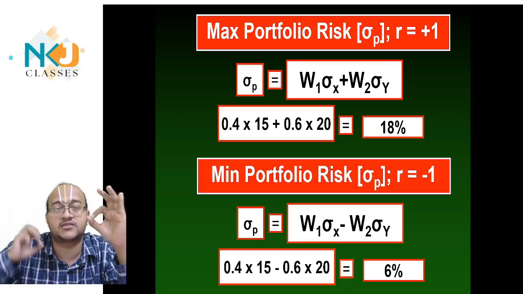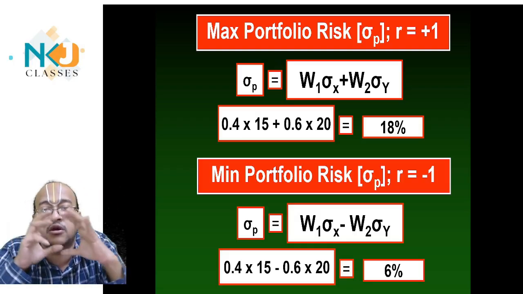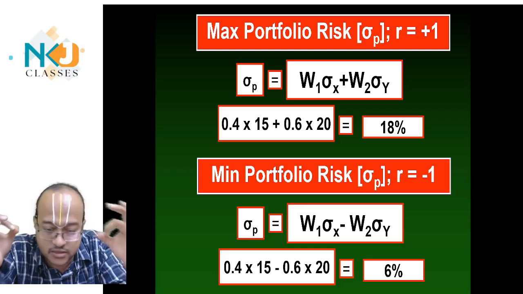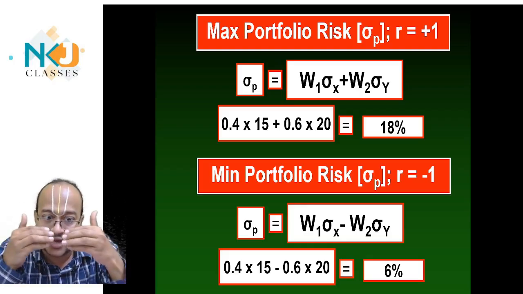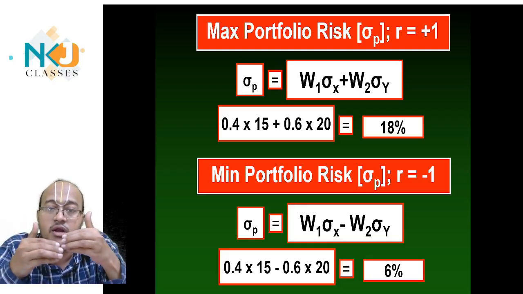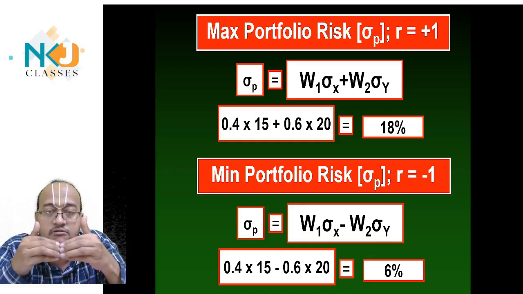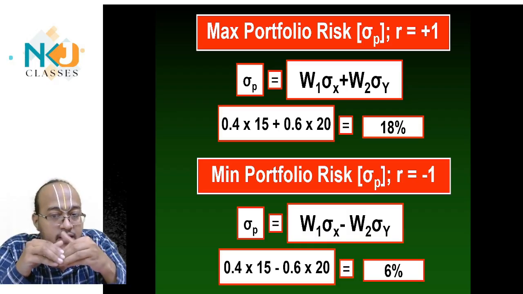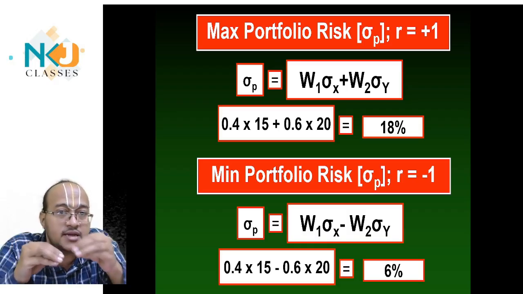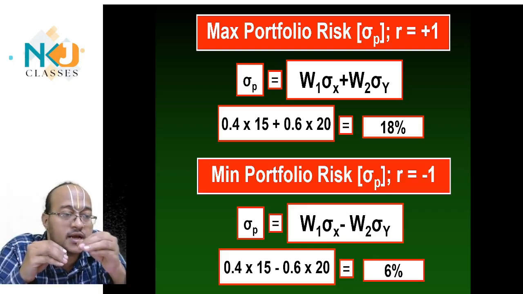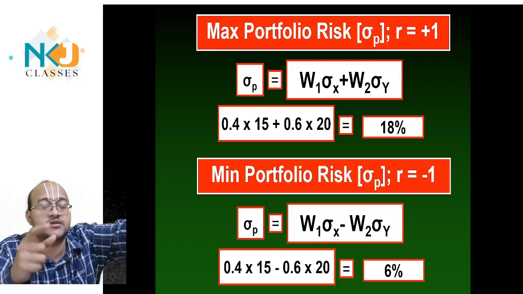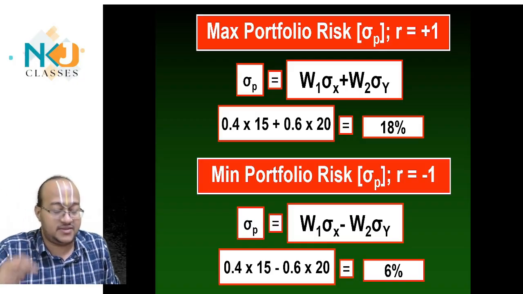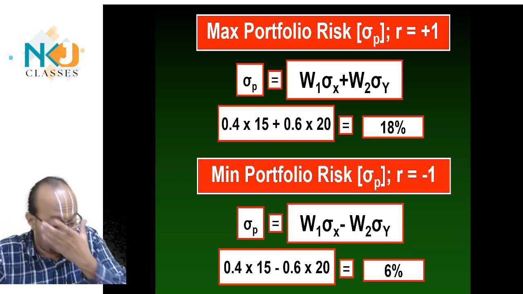What is the proportion given in the question? 0.4 and 0.6 for X and Y. Is this clear? With that data, they have given correlation is -1. That is, maximum risk reduction happens at -1 correlation. But you should not think that at -1 correlation, with any proportion I invest, my risk will be 0. Are you understanding? Very simple.